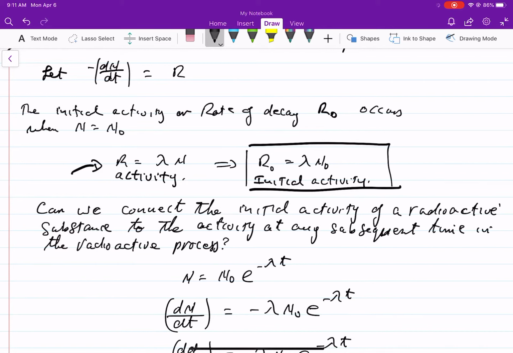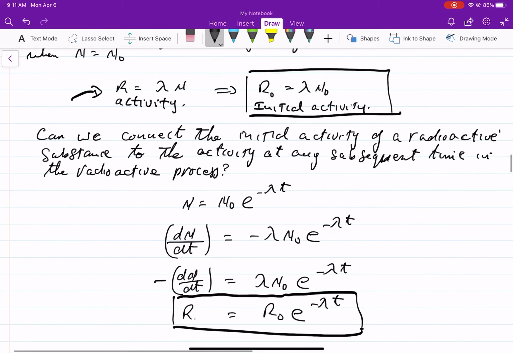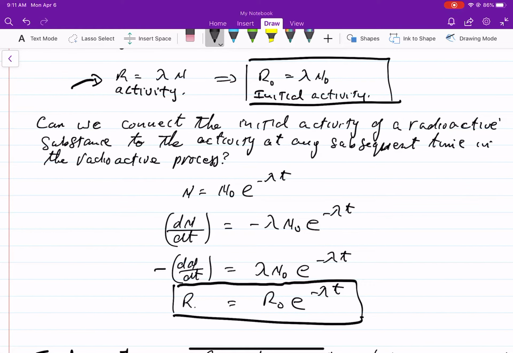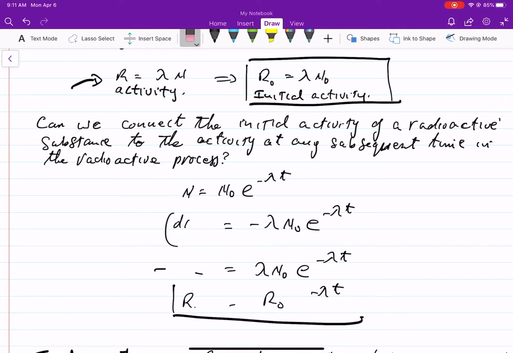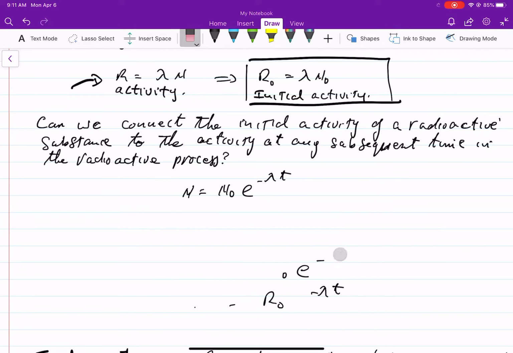Now I ask a question at this point: can we connect the initial activity of a radioactive substance to the activity at any subsequent time in the radioactive process? And the answer is absolutely yes. Now, let me take off some of this and redo it. A couple of ways you could have done this. I'm choosing to take the solution to the differential equation, which is n equal n0 e to the minus lambda t.